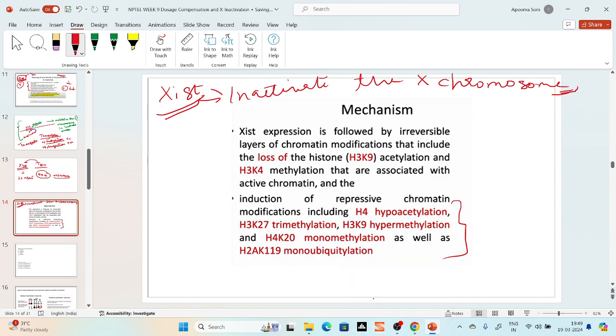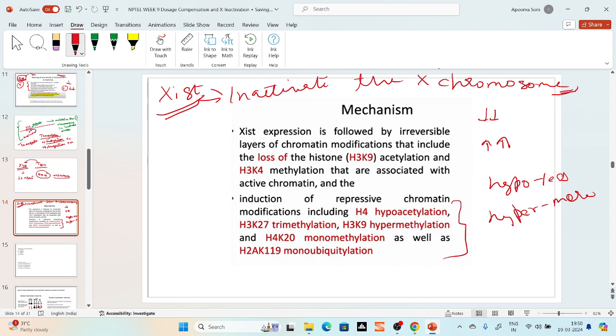Hypoacetylation, because acetylation increases activation. Hypo means less, so acetylation is reduced, methylation is increased, hypermethylation, and ubiquitination is also there. So basically all the acetylation events are inhibited and methylation events are increased. That is why it is written hypoacetylation and hypermethylation. Hypo means less, hyper means more. Just like, for example, we have hyperthyroidism and hypothyroidism. So hypo means less and hyper means more.